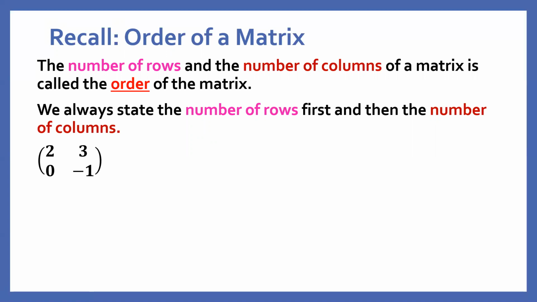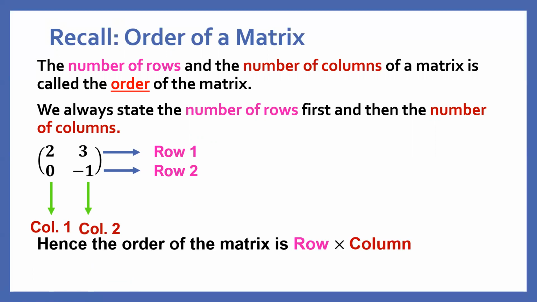Look at this example. How many rows do we have here? Row 1 and row 2. So we have 2 rows. How many columns? Column 1, column 2. We have 2 columns, 2 rows and 2 columns. So the order of the matrix will be written as number of rows by number of columns. So 2 rows, 2 columns. I will write the order of the matrix as 2 by 2.